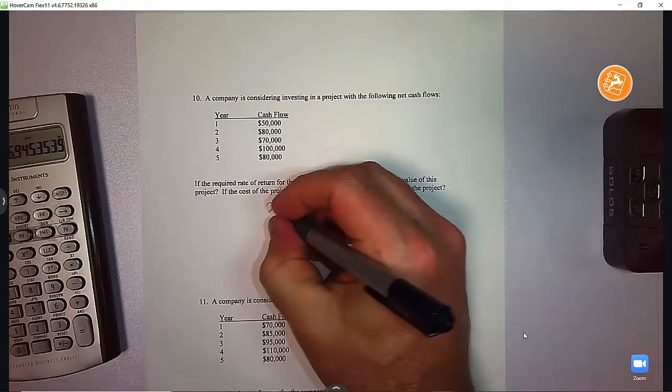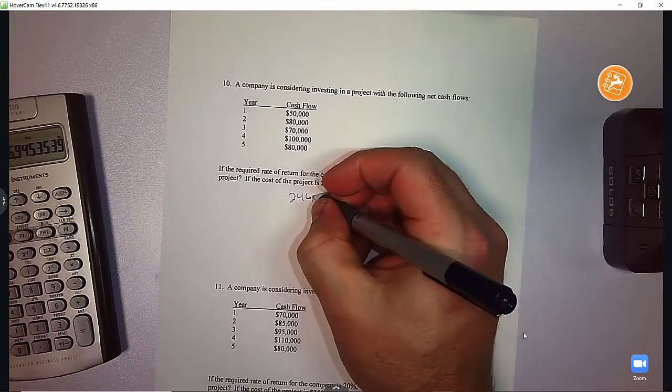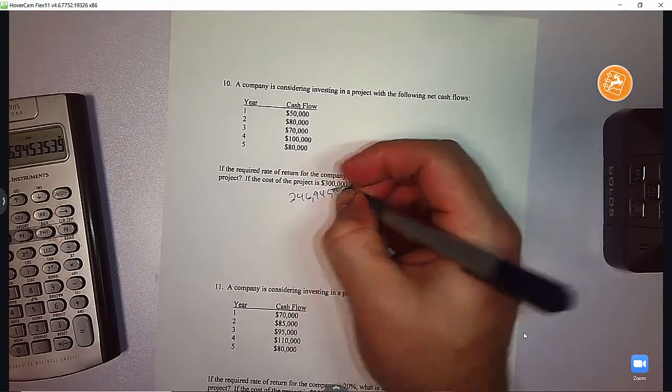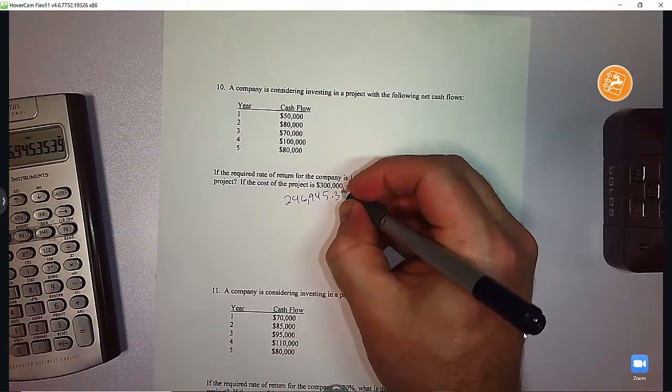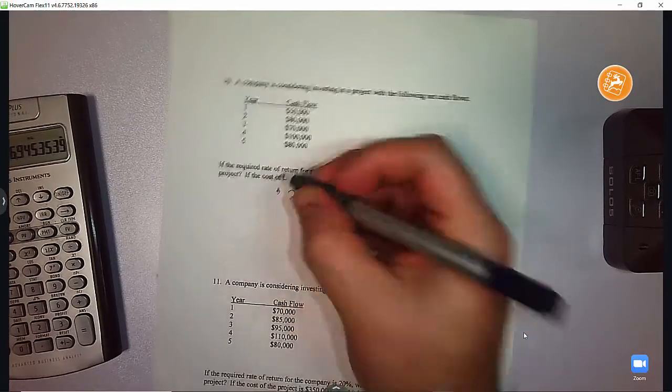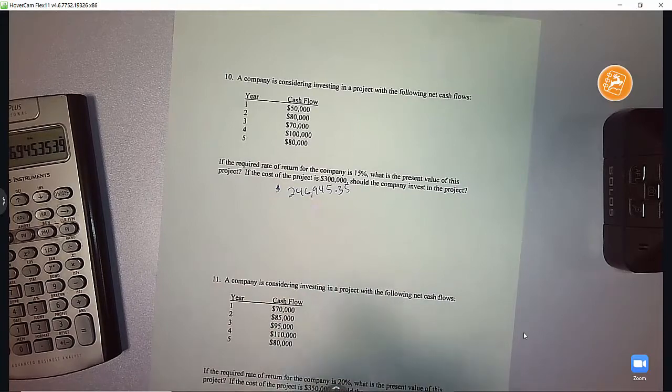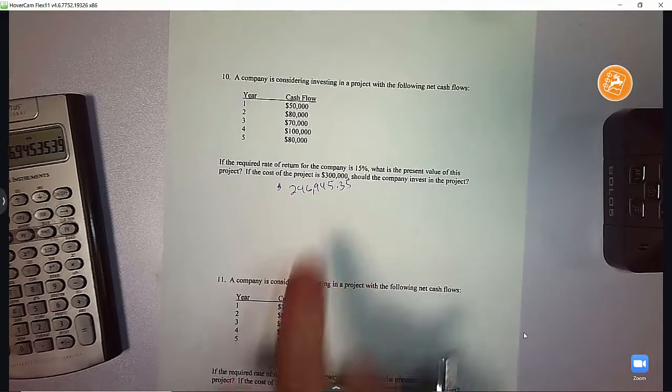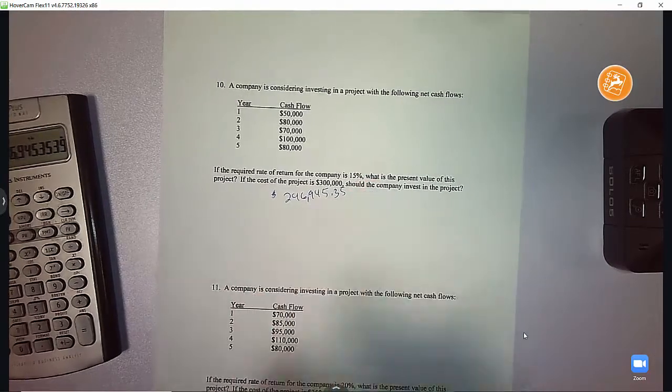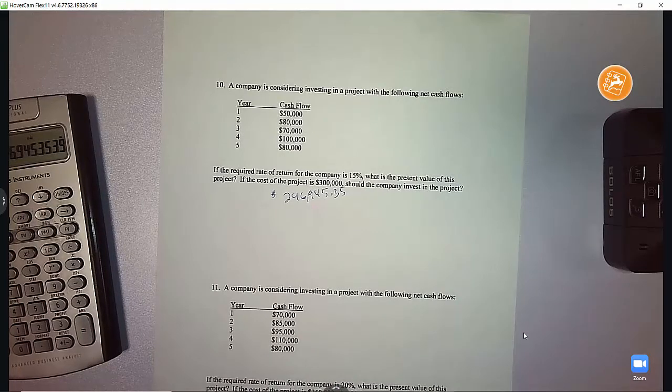So 246,945 and 35 cents. So what this number represents is the most the company can invest in this project today and still earn its 15% return.